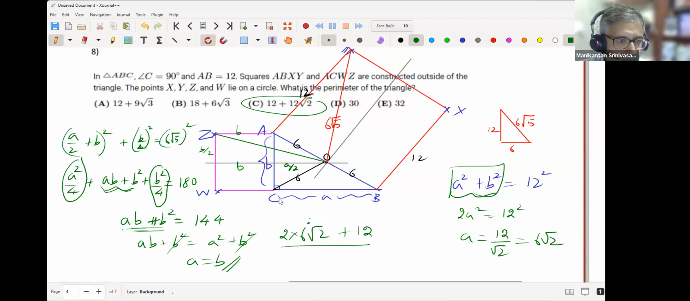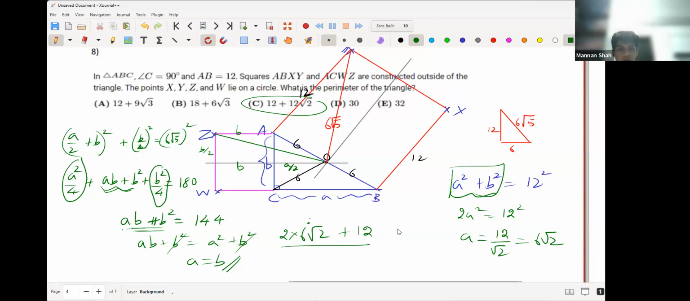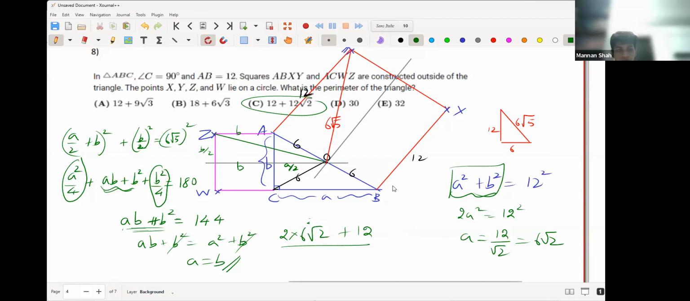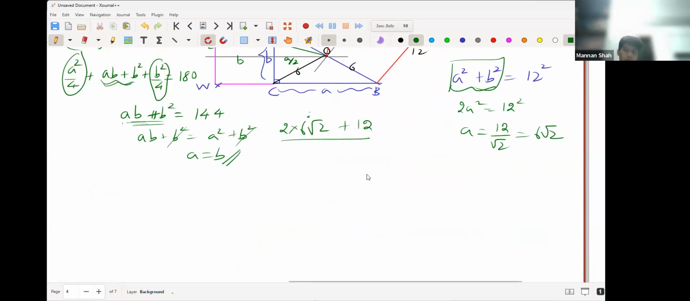Yeah, Manan, were you able to get this one? Question 8 was fairly okay, right? I didn't get this one, but I understood. But it makes sense, right? You agree it's fairly straightforward, right? Yeah. For an AMC12 level, it's fairly straightforward. Okay.